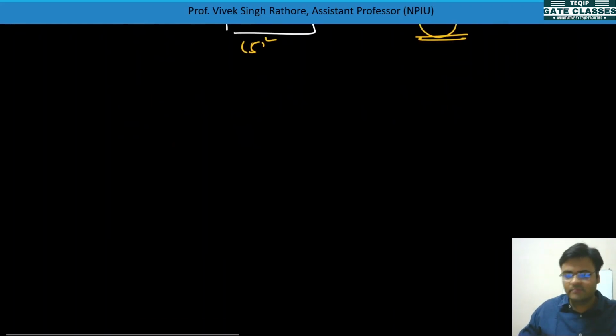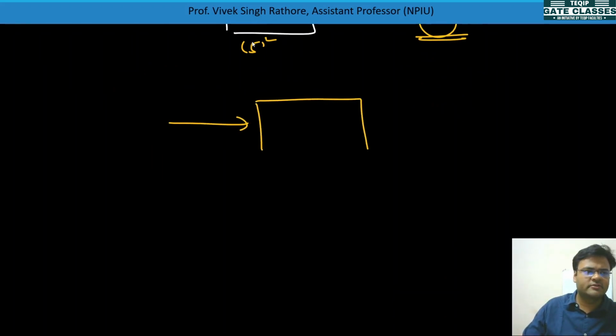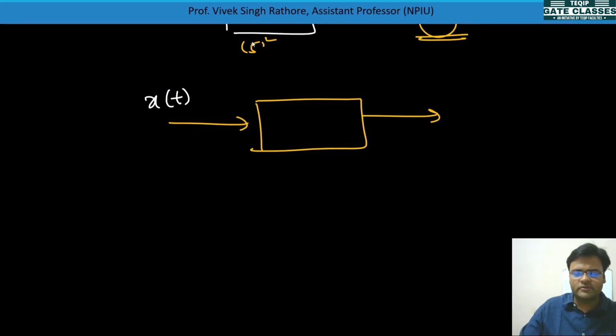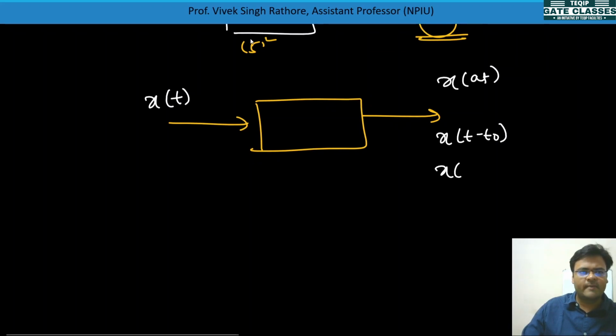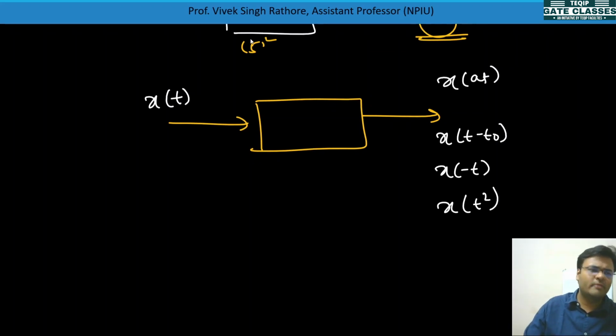Okay, let's see some more examples. This type of system is there, and we are giving input xt. Let's suppose the output is x of t minus t naught. Let's suppose x of minus t is coming. Let's suppose x of t square is coming. So many systems I am showing you. Input your xt.